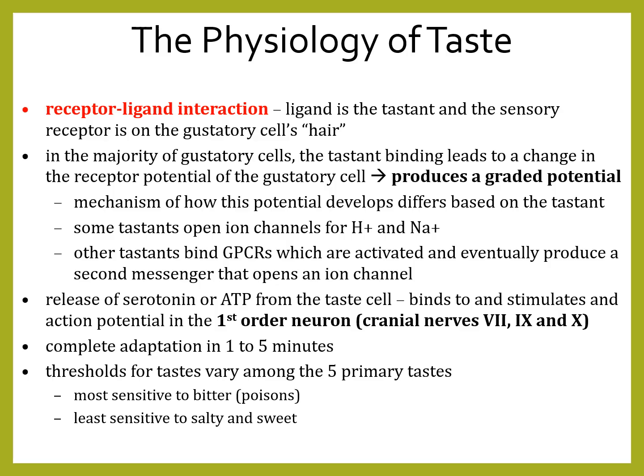Taste buds do adapt relatively fast. You can get complete adaptation anywhere from 1 to 5 minutes. This explains why something which has a very bold taste when we first taste it kind of dims over time. And our thresholds for tastes do vary among the 5 primary tastes. We are most sensitive to bitter, which is why we put these bitter chemicals in poisons. We are least sensitive to salty and sweet chemicals.